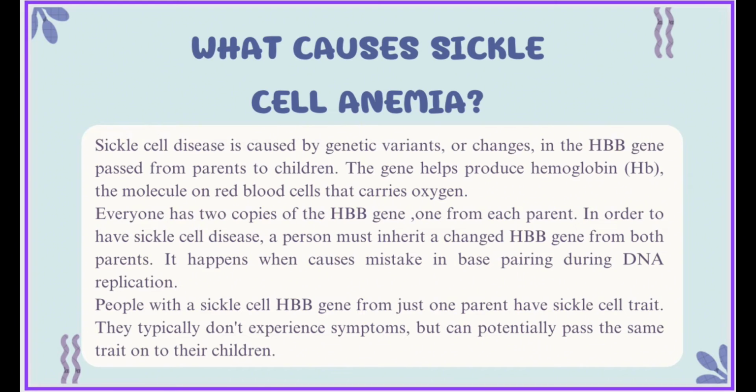Sickle cell disease is caused by genetic variants or changes in the hemoglobin gene passed from both parents to the children. The gene helps to produce hemoglobin, the molecule on red blood cells that carries oxygen, which is abnormal. Everyone has 2 copies of the HBB gene, one from each parent. In order to have sickle cell disease, a person must inherit a changed HBB gene from both parents.